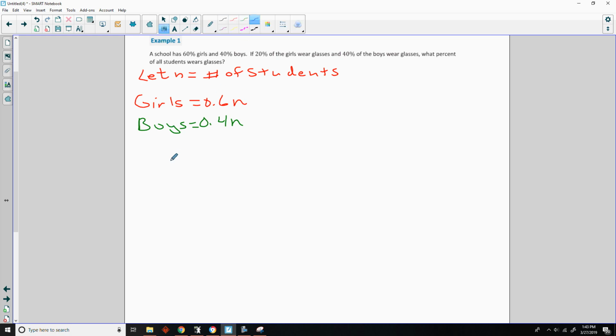So that would be 20% of this. So I would take 20%, which is 0.2, times the number of girls in the school, which is 60% of the total population. And that would equal 6 times 2 is 12, 2 decimal places, so that is 0.12N. So 12% of the school's population are girls who wear glasses.